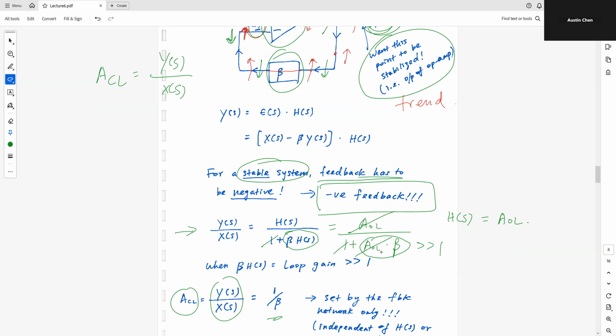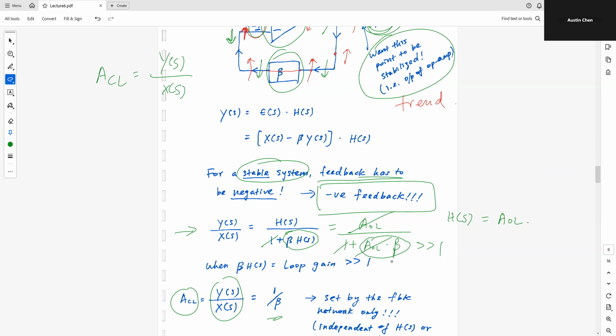If you look at this AOL here, in the ideal setting, this AOL should be infinity. So infinity times some small number, some fraction, let's say 0.1 or 0.01, doesn't matter because we know AOL is so large. How large? Infinitely large, right? So infinity times beta, this product here, which is my loop gain, is always much, much larger than 1, in an ideal setting, right?